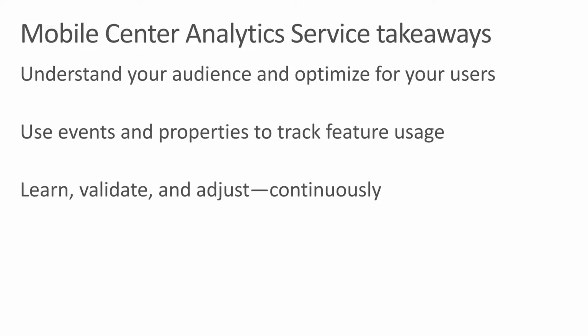First, we need to understand from the audience and get a way to get information in order to optimize for our users. Second, we can use events and even more importantly, event properties, in order to track the feature usage. And third, we need to iterate through that, learn, validate, adjust continuously and the fastest possible.